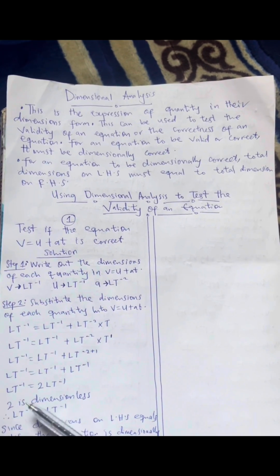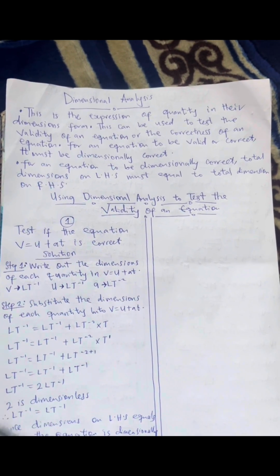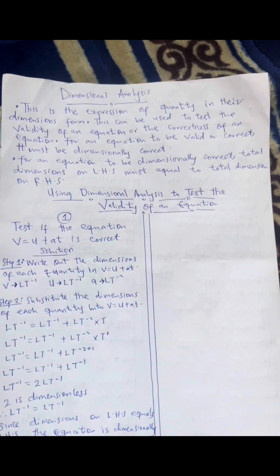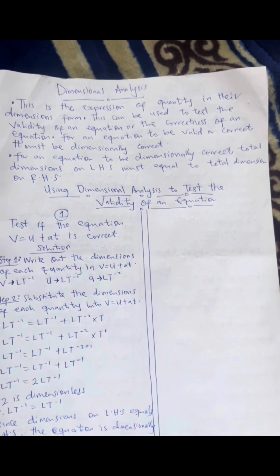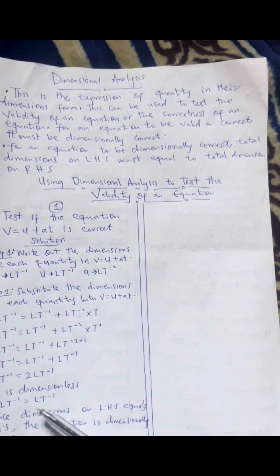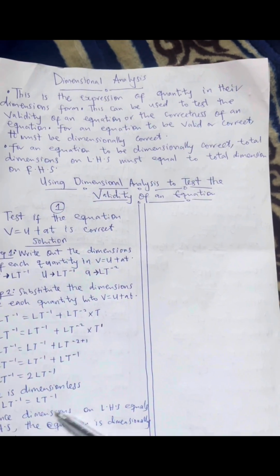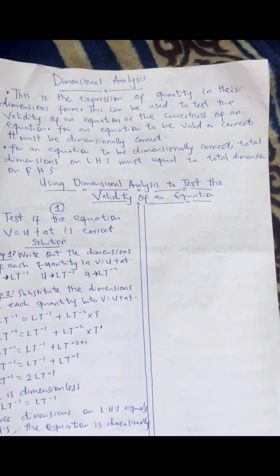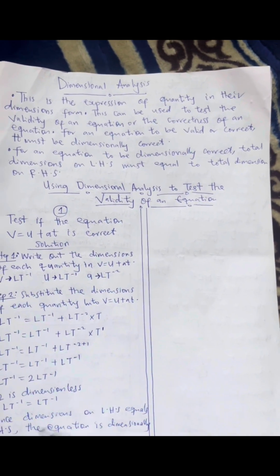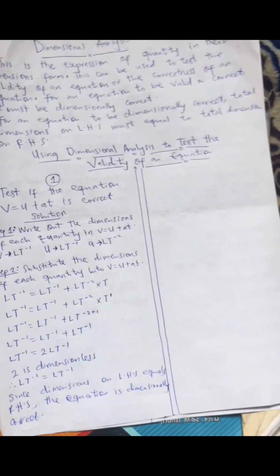Then another thing you have to note now is that all numbers, whether it is a fractional number or an integer, are dimensionless. So therefore our 2LT^-1 will equal to what? LT^-1. So since the dimensions on the left hand side equal the dimensions on the right hand side, the equation is dimensionally correct. Let's look at another example.